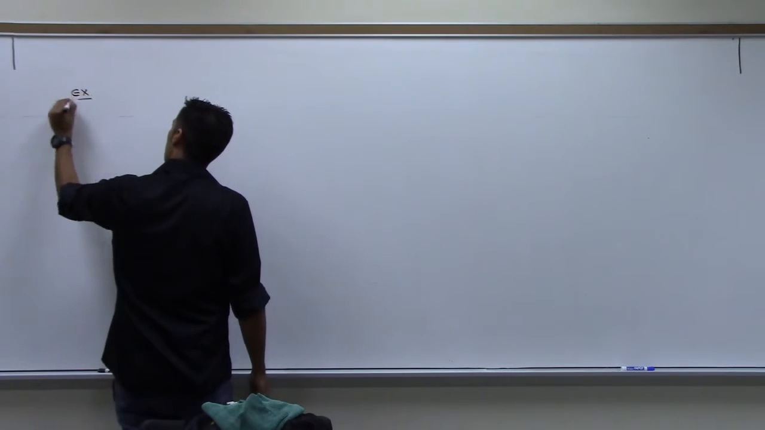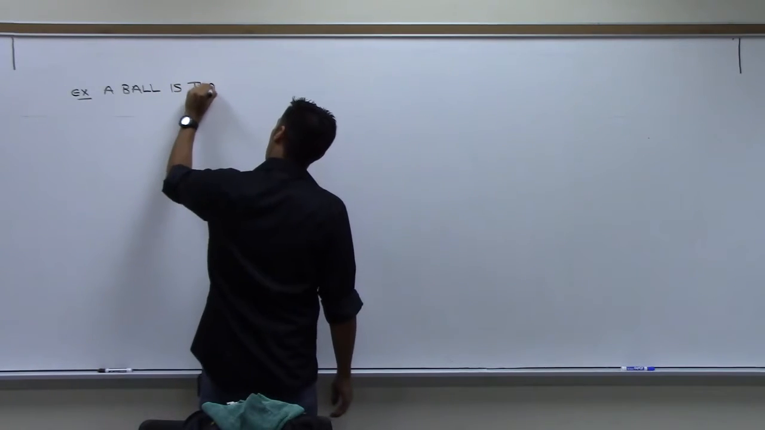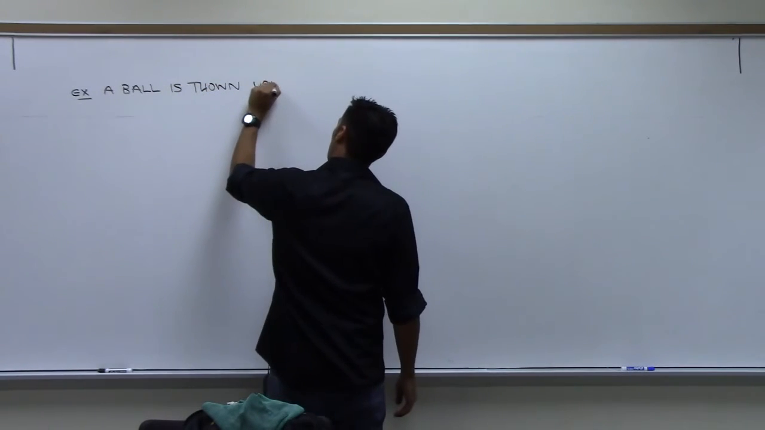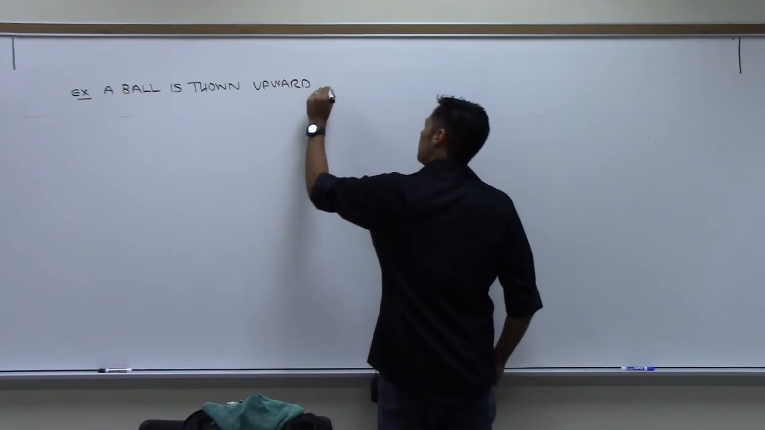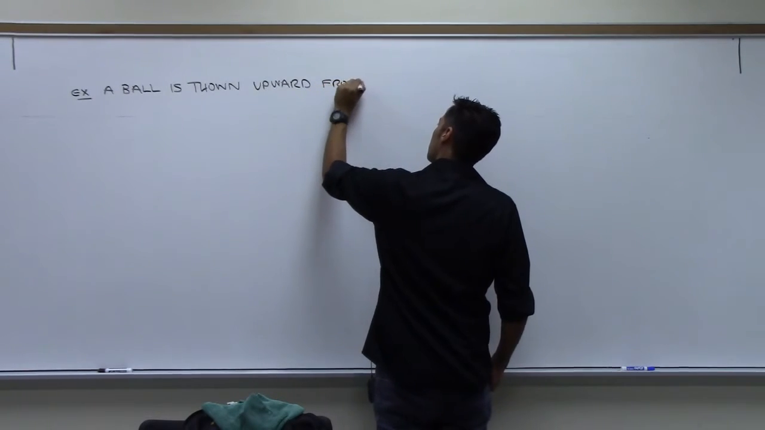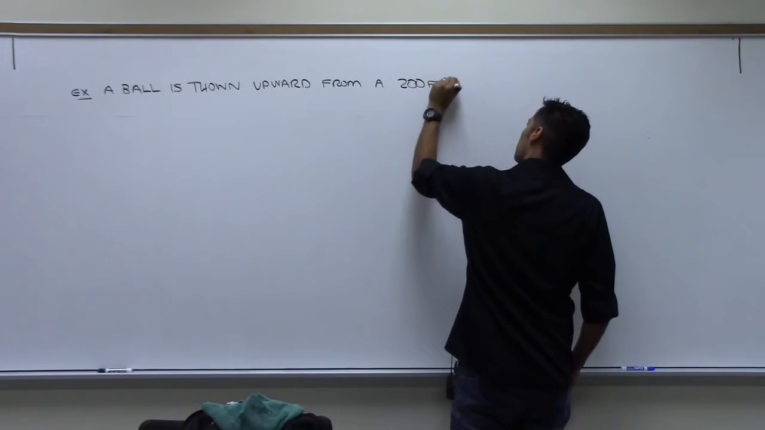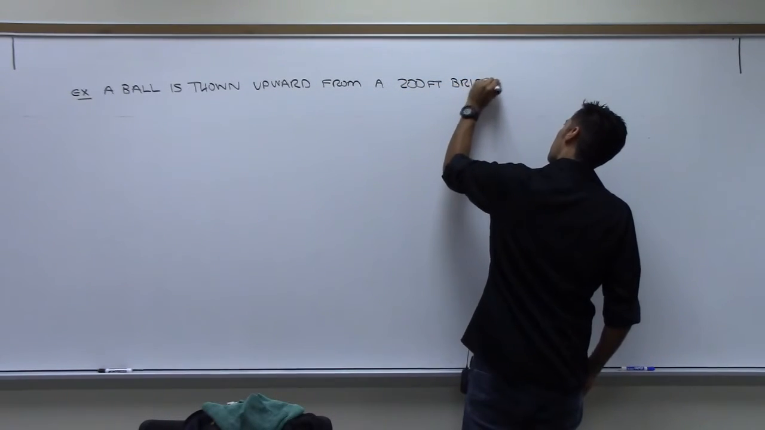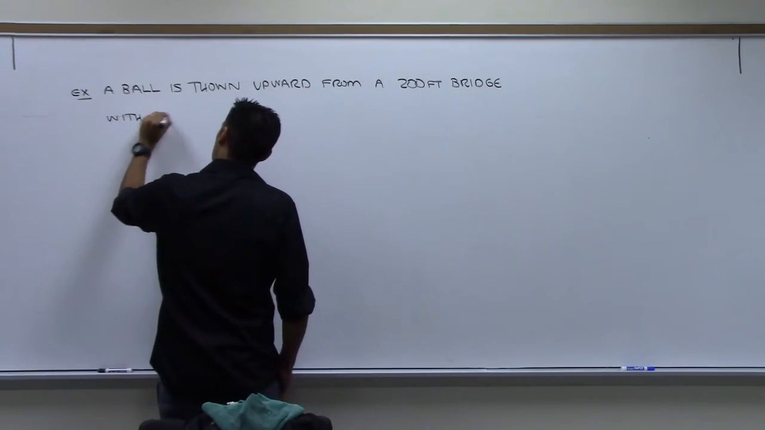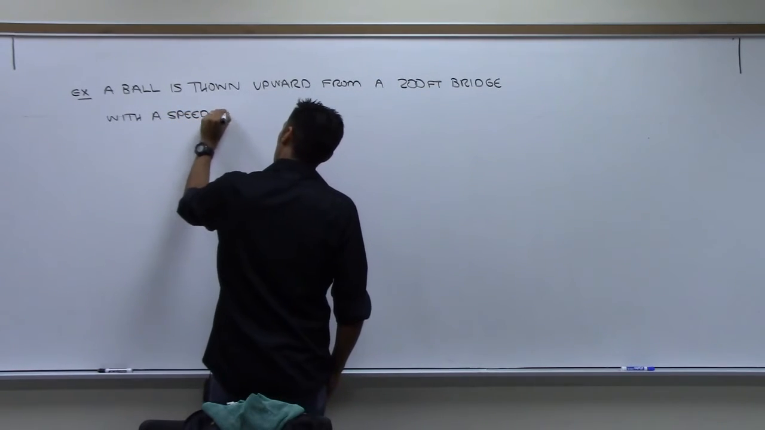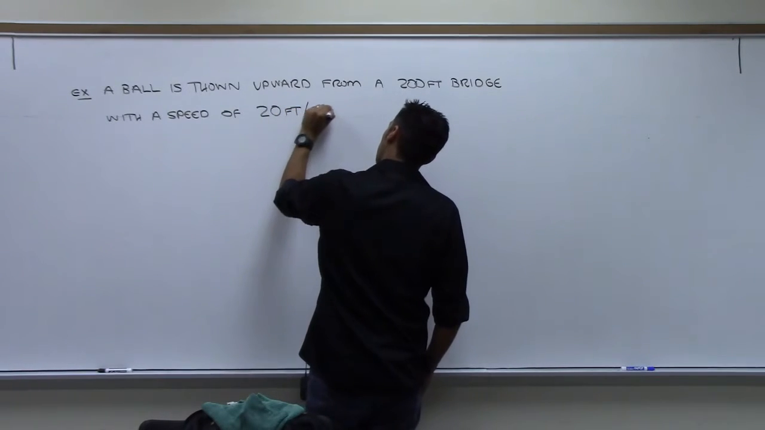Example. A ball is thrown upward from a 200-foot bridge with a speed of 20 feet per second.